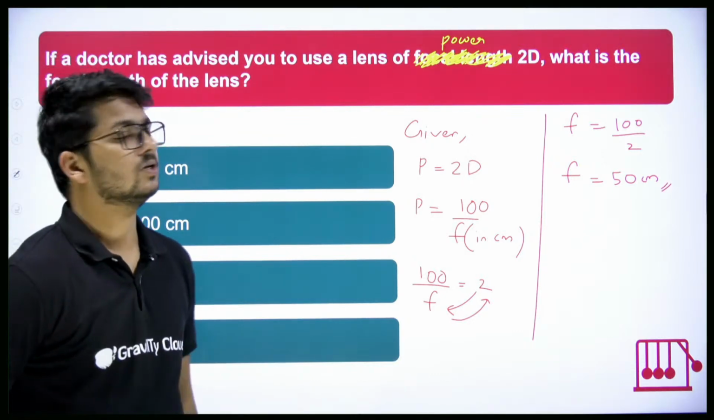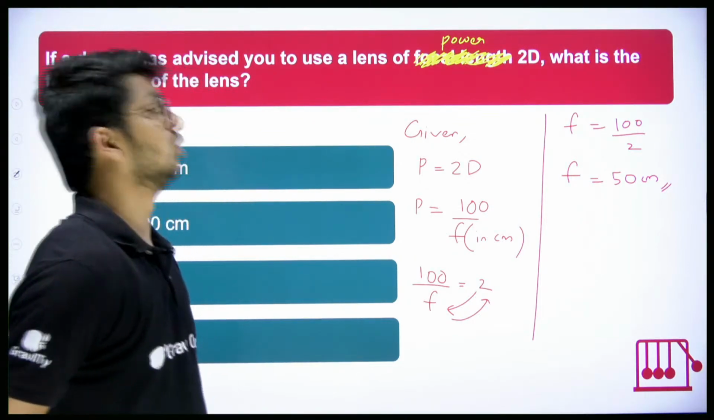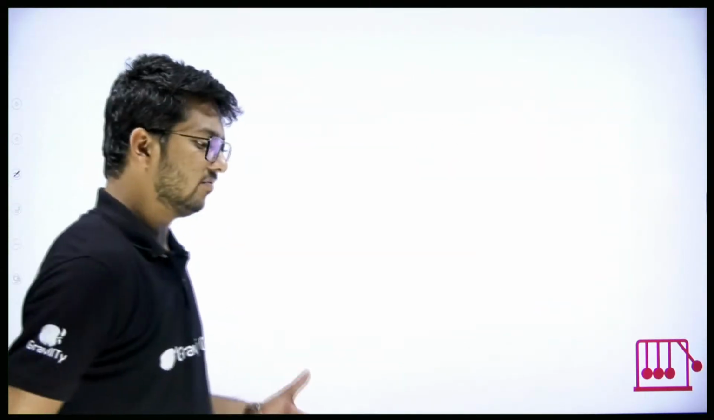Done? So we got the focal length. Right. Good. Now we know that for different lenses, like concave and convex, the focal length can be positive or the focal length can be negative. Does that mean that power also can be positive and negative?